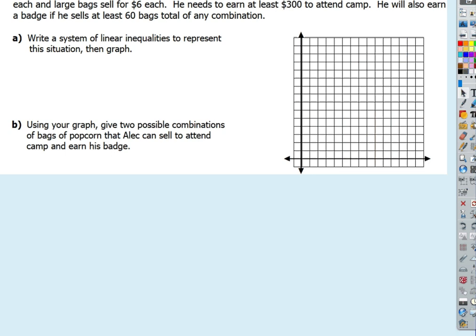To raise money to attend Boy Scout camp, Alex is selling popcorn. Small bags of popcorn sell for $4 each and large bags sell for $6 each. He needs to earn at least $300, so there's one criterion, to attend camp. He will also earn a badge if he sells at least 60 bags total of any combination, right? So he wants to do both of those things. He needs to earn at least $300 and he needs to sell at least 60 bags total, right?